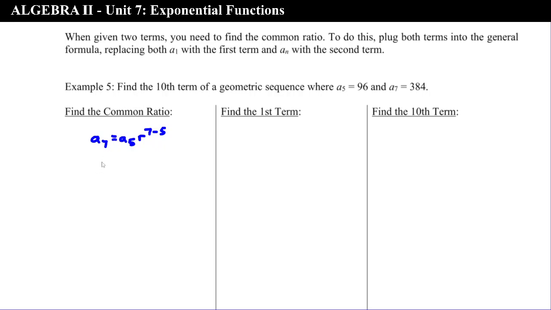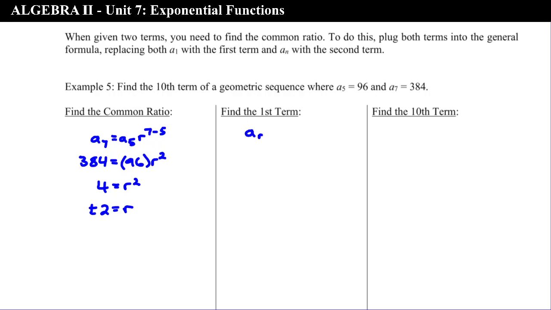All right, when we do that, we know what a sub 7 is. A sub 7 is 384. We know what a sub 5 is, that's 96. And we have r to the second, essentially. So we divide each side by 96, we get 4 equals r squared. And we take the square root of both sides, and you're going to get plus or minus 2 equals r. Okay, it's either going to be plus or minus 2. We don't know which one. But we're going to use both plus or minus 2 to find the first term, okay? So let me show you how to work with plus or minus as we go along.